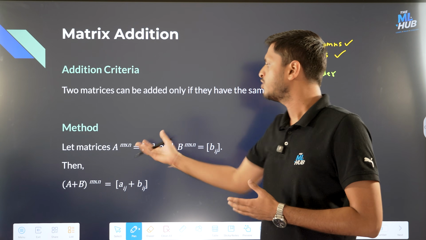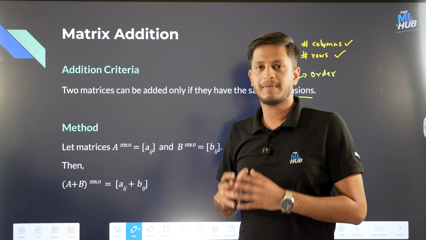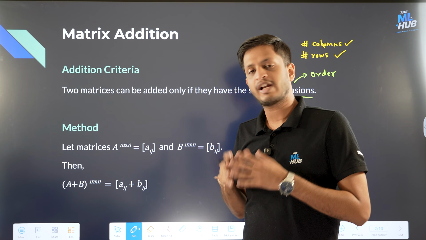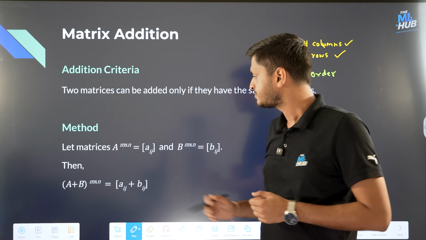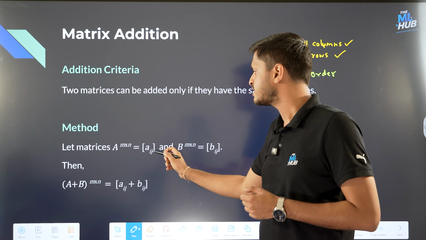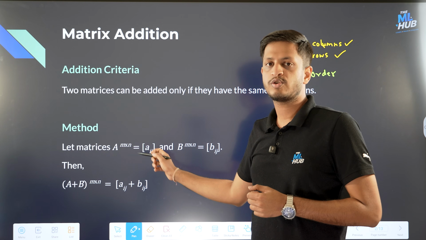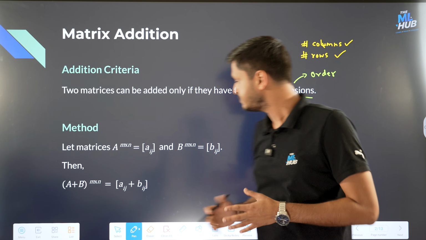So what is the method? How do we add two matrices? Let's say we have a matrix M cross N. It can be a rectangular matrix, it can be a square matrix, it doesn't matter. For any matrix M cross N, which means it has M rows and N columns, the element at the ith row and jth column is denoted by Aij. This is the standard matrix notation. We have seen this in the last lecture.